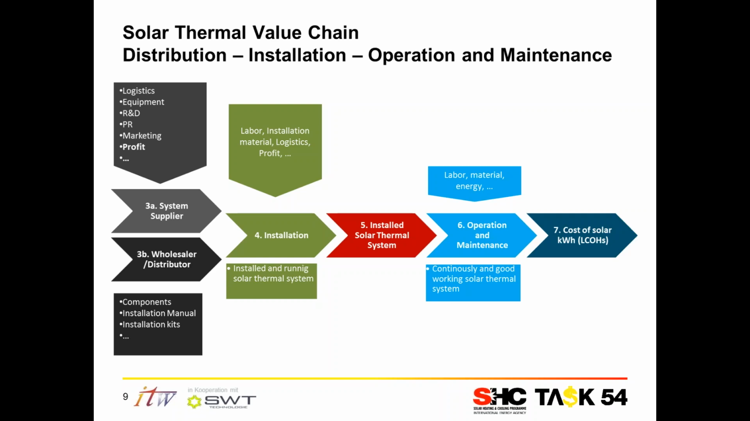And summing all those steps up will result in the cost of the solar kilowatt hour or the levelized cost of heat. So within this value chain, we have different potentials to reduce the costs. First of all, there's a possibility of using different materials like polymeric materials, but then of course we also need different system designs. Later on, Michaela Meyer will talk about this possibility.